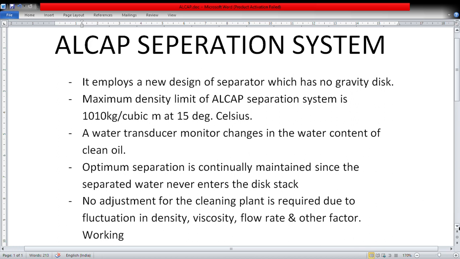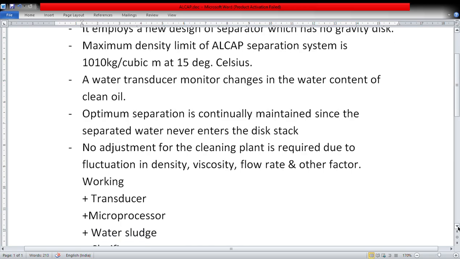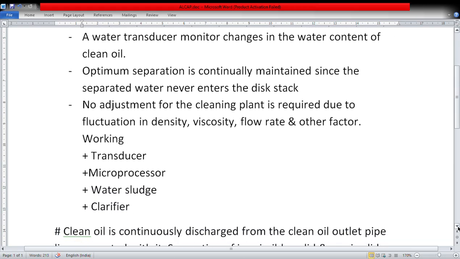Okay, now we'll see the working. In working, what we are supposed to discuss is your transducer, microprocessor, water, sludge and clarifier. Now see, this ALCAP separator system is provided with a water transducer system to monitor changes in water content in the purified clean oil line. When the transducer senses an increase in water content in purified oil, a signal is sent to the microprocessor, which in turn opens the solenoid valve to discharge water accumulated in the separator bowl space.